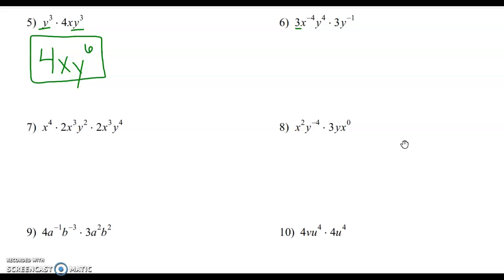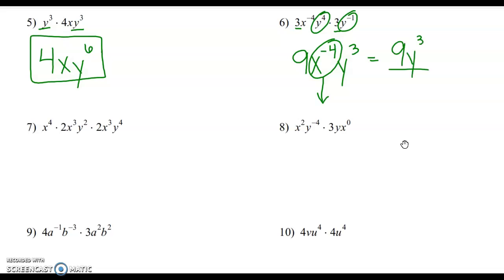Number 6, 3 times 3 would be 9. We have 1 group of x's, x to the negative 4. Well, we've got 2 groups of y's, right? So 4 plus negative 1 is 3. But this is not simplest form because I see a negative exponent that I have to move. So I'd have 9y cubed over x to the power of 4.